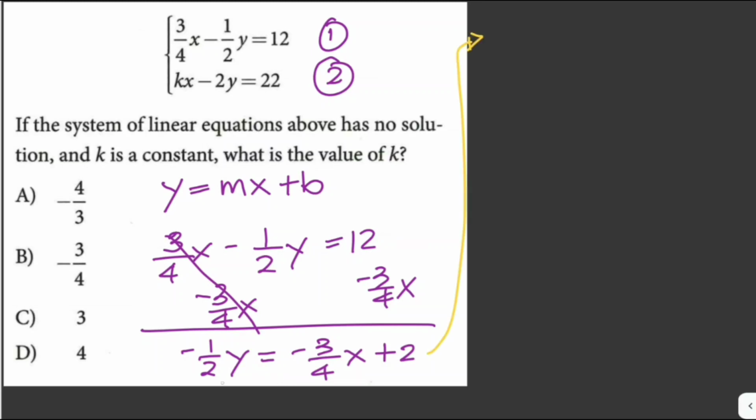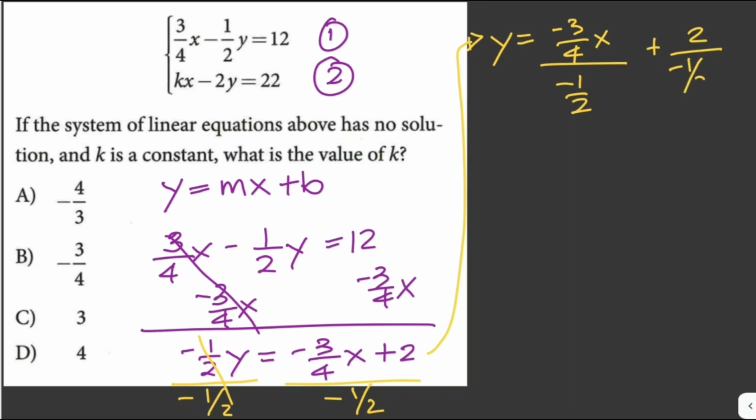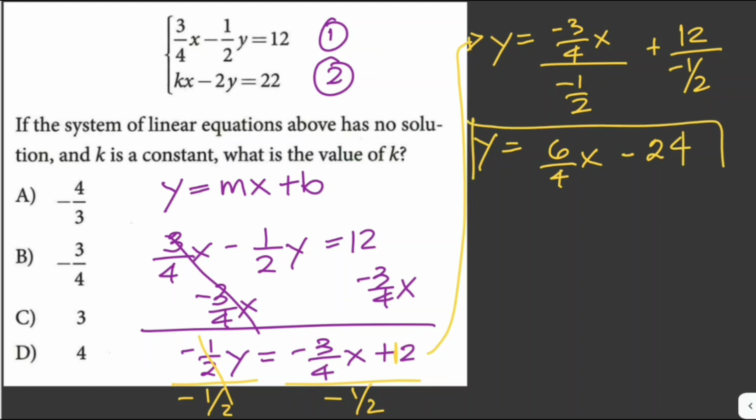And then dividing both sides by negative 1/2, the equation would become y equals negative 3/4 x over negative 1/2 plus 12 over negative 1/2. So this is just equal to 6 over 4x minus, this is 12. So this is minus 24. So this is our first equation.